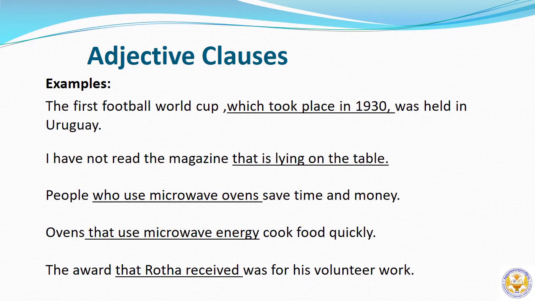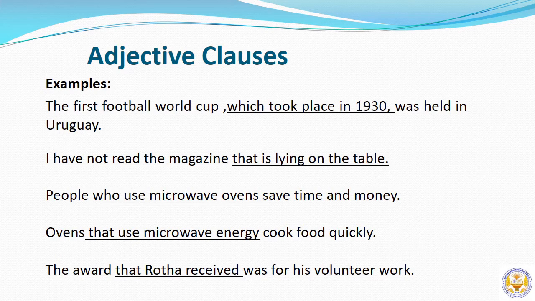So now let's look at these examples of adjective clauses. We have 5 sentences that contain an adjective clause. Again, the adjective clause comes after the noun that it modifies. And we underline the adjective clause here. The first Football World Cup, which took place in 1930, was held in Uruguay. So the adjective clause that we underline here modifies the noun World Cup.